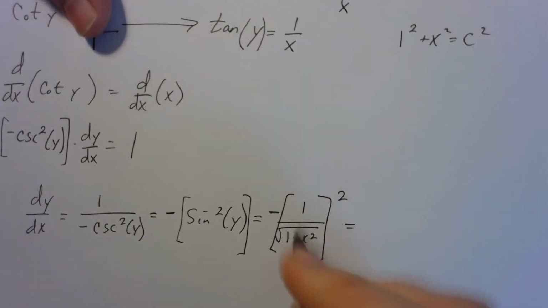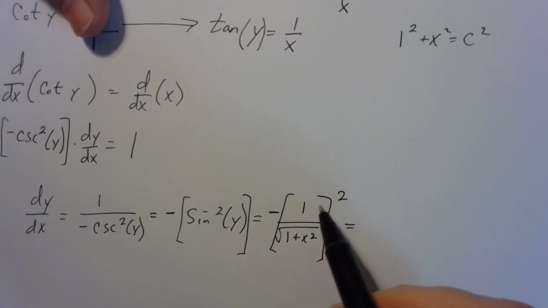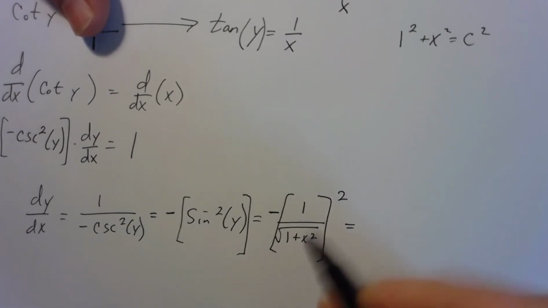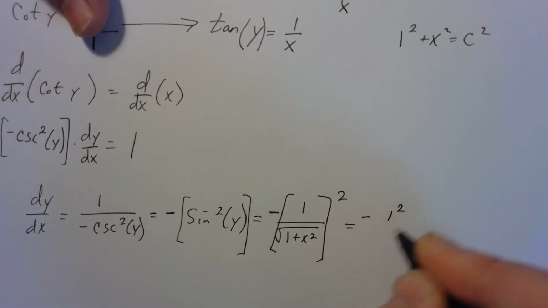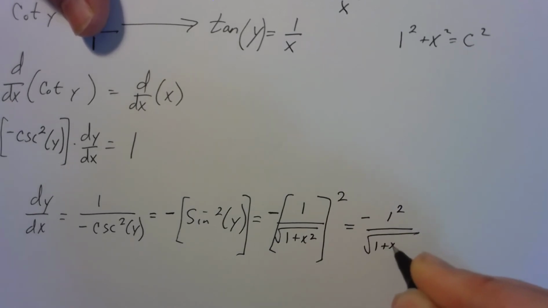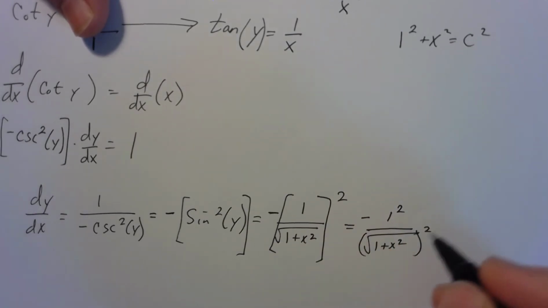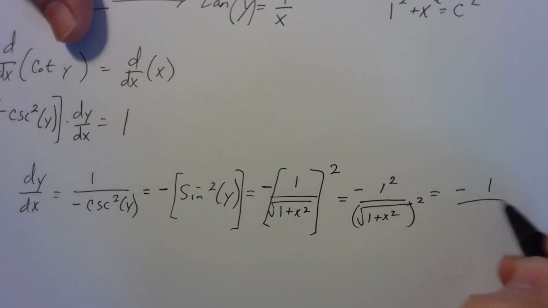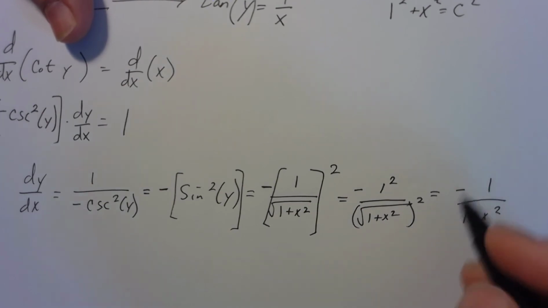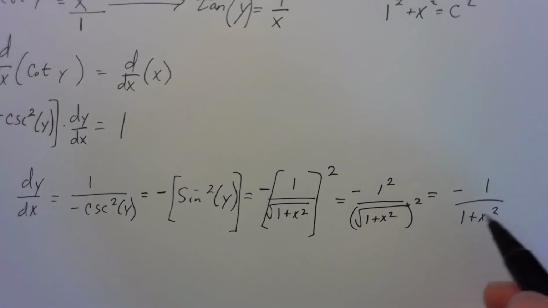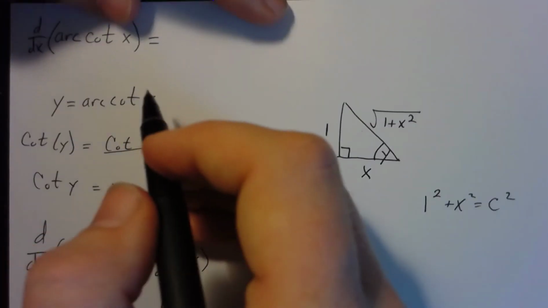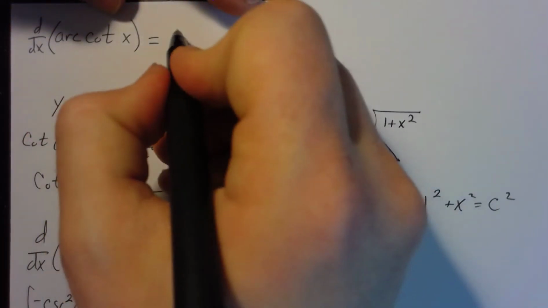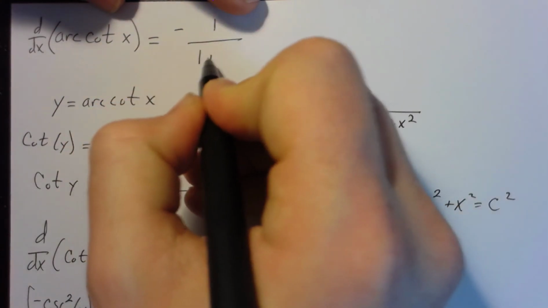If I remember how I'm allowed to deal with powers over multiplication or division, I can distribute this power to the 1, and I can distribute this power to the square root. This will provide me with negative 1 squared divided by the square root of 1 plus x squared, in parentheses, squared. But a square root of something squared is simply that thing. So I'm left with negative 1 divided by 1 plus x squared. And that right there is your derivative of cotangent. So again, back up here, if I have arc cotangent of x, the derivative of arc cotangent of x is negative 1 over 1 plus x squared.